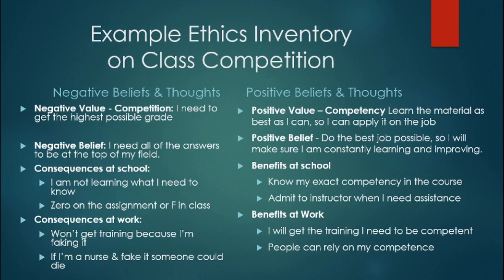So I ask them, what is their negative belief? What's the hidden negative belief as to why they cheated? What are some consequences at school that might happen? What are the consequences at work? And then they have to come up with an alternative positive belief to help prevent them from doing it in the future. So what is the underlying positive belief that you can develop and make conscious so you can prevent it from happening again? And then what are the benefits at school and at work?